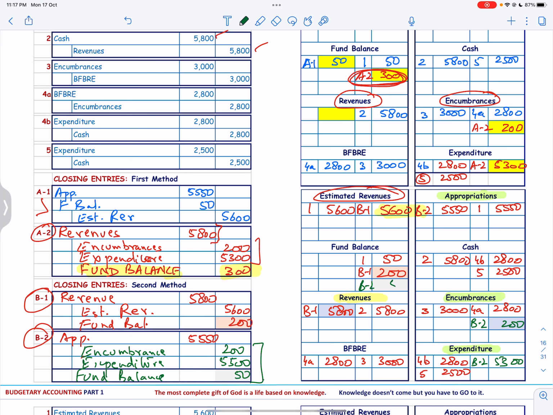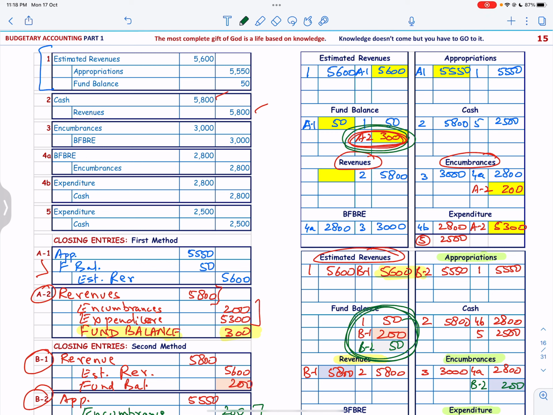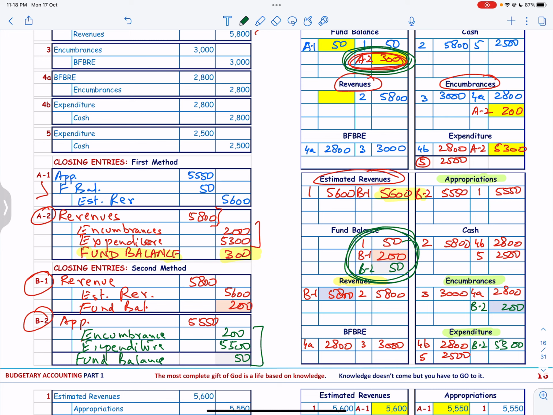So we have B2, fund balance credit by 50, and you can see that the fund balance, whether you use the first method or the second method, is 300 in either case. 300 is here and 300 is here as well. So that's how we prepare the closing entries for the budgetary accounts. We have two methods. In the first method, we reverse our original entry, and in the second method, we close revenues. We close our estimated revenues, and we close the appropriations, and we get the same result in either case.